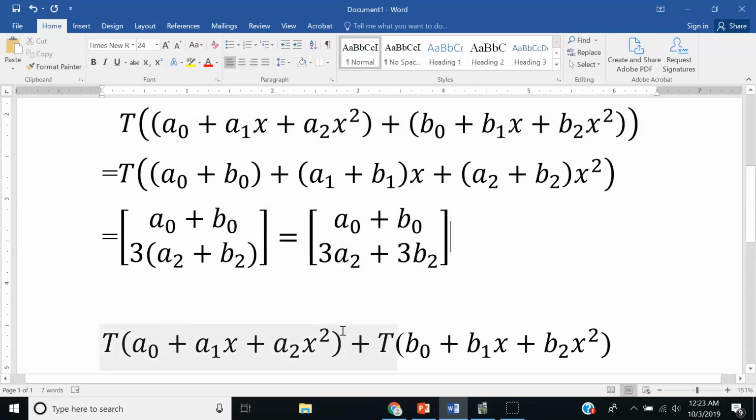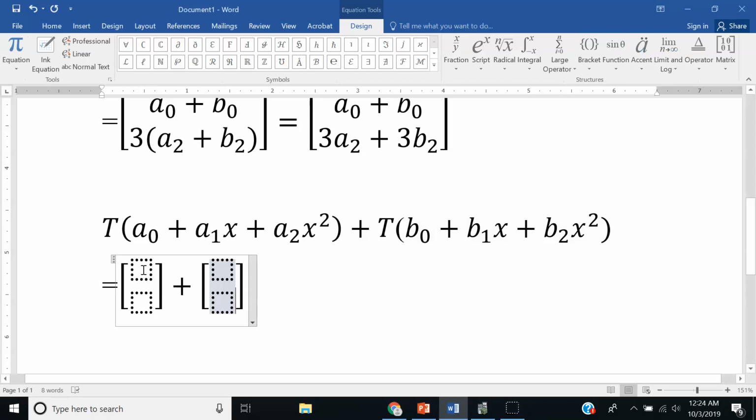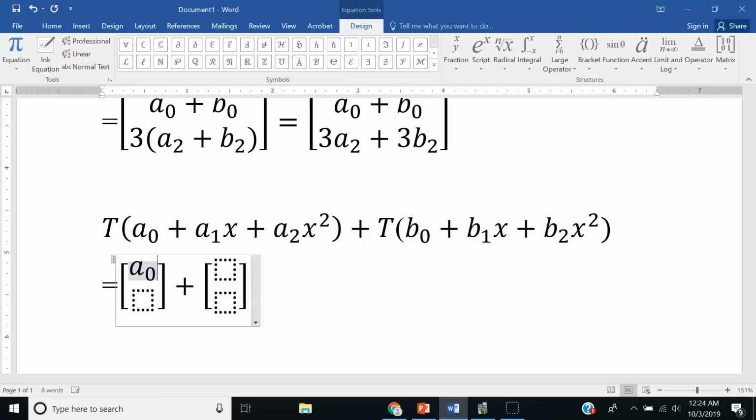What if we transform the result and then add? Well, what's going to happen? We're going to get something from R2. It's going to have a0 in the first entry, 3 times a2 in the second entry. Then we're going to get another vector over here, which is going to have b0 in the first entry, 3 times b2 in the second entry. So let me just write that down.